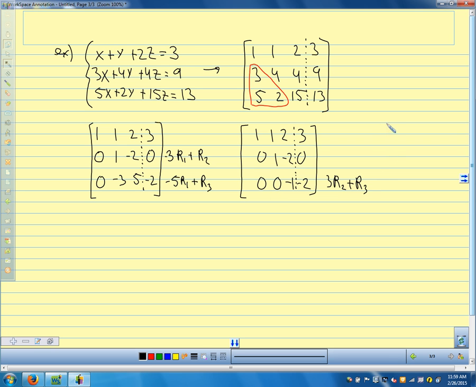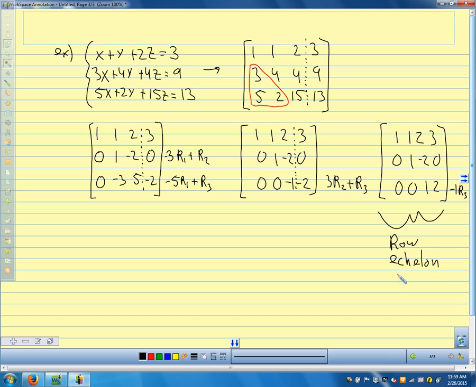So our last step would be for this to be in row echelon form. And what we did there was do negative 1 R3 to get it in row echelon form. So what we've done here is Gaussian elimination on the matrix. Just like we did Gaussian elimination on our system, we did Gaussian elimination on the matrix to get it in row echelon form.